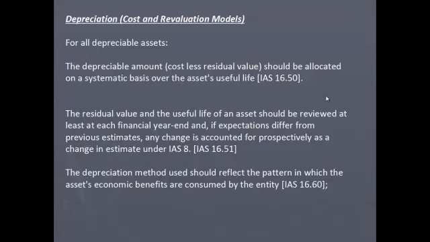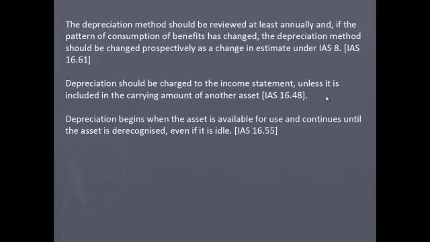The depreciation method used should reflect the pattern in which the asset's economic benefits are consumed by the entity. The depreciation method should be reviewed at least annually, and if the pattern of consumption of benefit has changed, the depreciation method should be changed prospectively as a change in estimate under IAS 8. Depreciation should be charged to the income statement unless it is included in the carrying amount of another asset. Depreciation begins when the asset is available for use and continues until the asset is derecognized, even if it is idle.